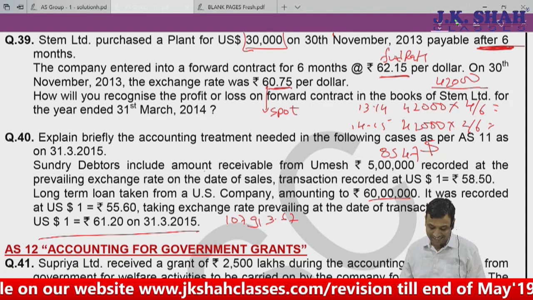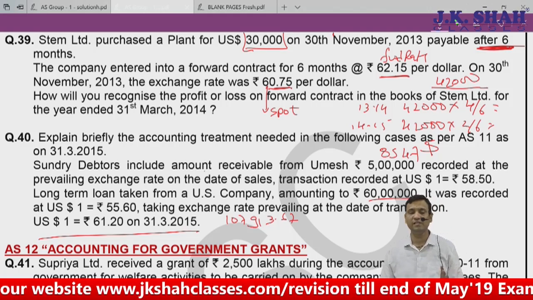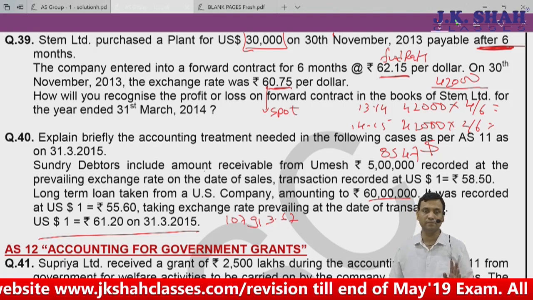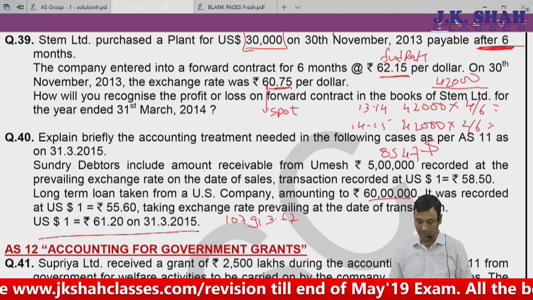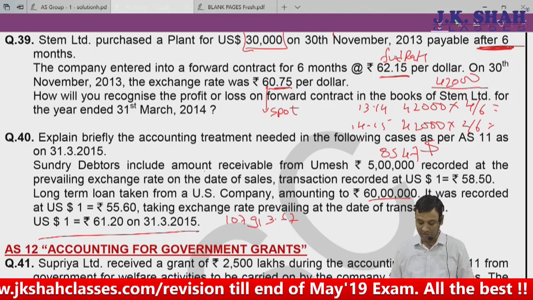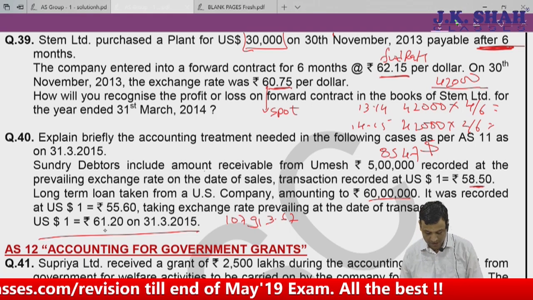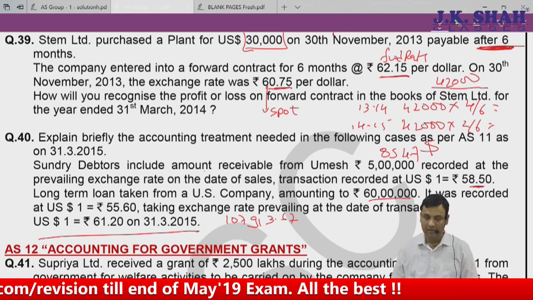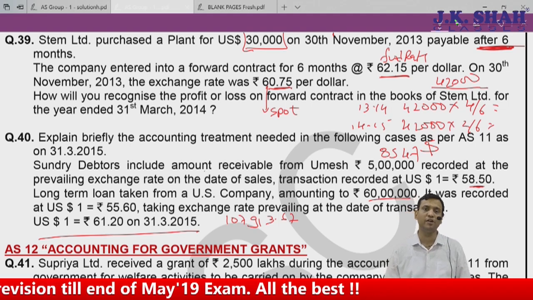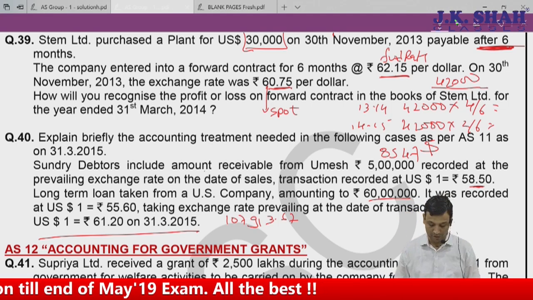Very simple. Debtors are not a long-term monetary item. It means the normal principle of AS 11 will apply, and whatever the exchange difference is, between 58.50 and 61.20, that is nothing but our exchange difference, debited to the profit and loss account or credited to the profit and loss account.